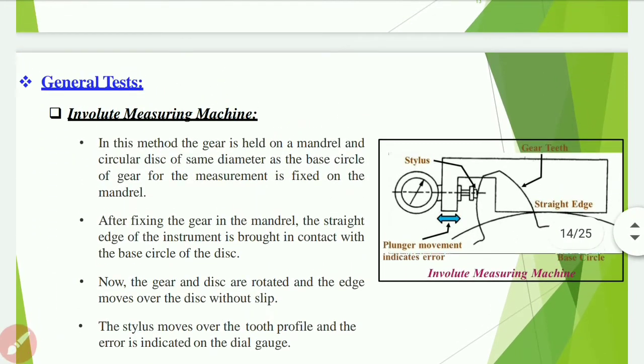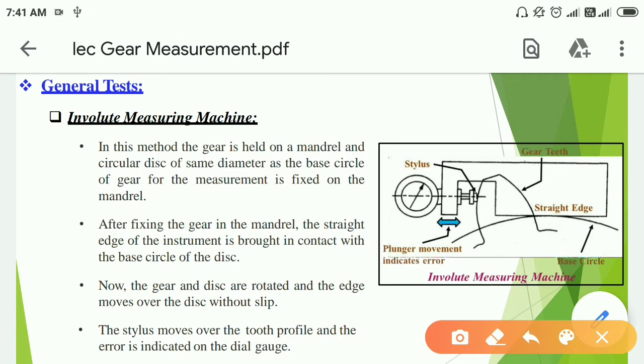First is the gear general test, in which involute measuring machine. In this method, the gear is held on a mandrel and a circular disc of the same diameter as the base circle of the gear for the measurement is fixed on the mandrel as shown in the figure. After fixing the gear on the mandrel, the straight edge of the instrument is brought in contact with the base circle of the disc.